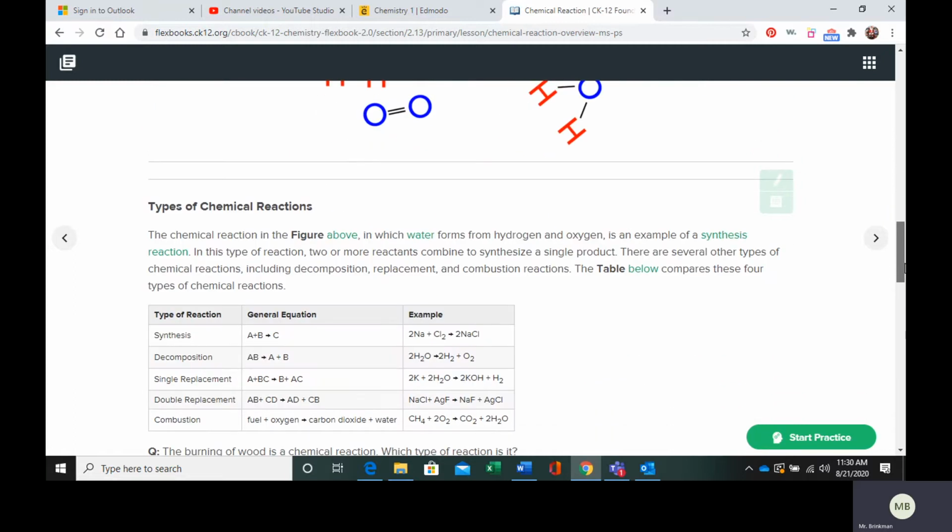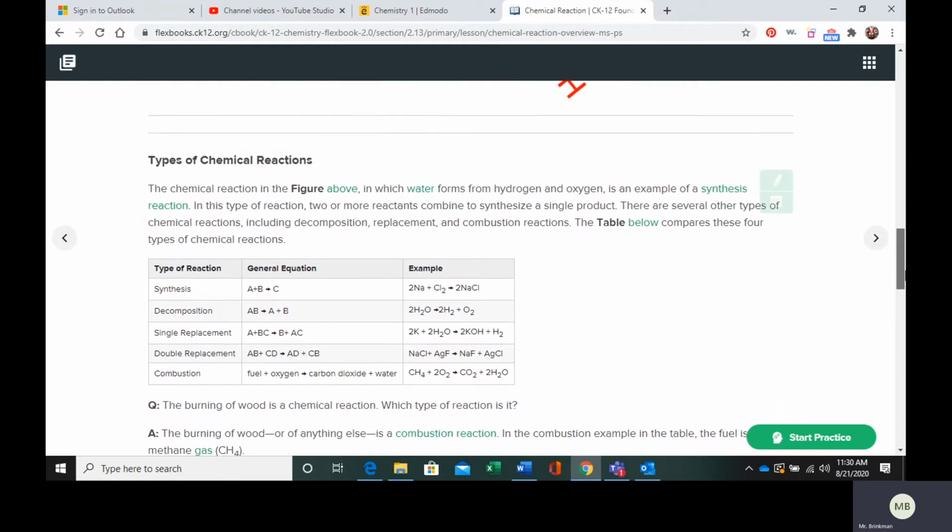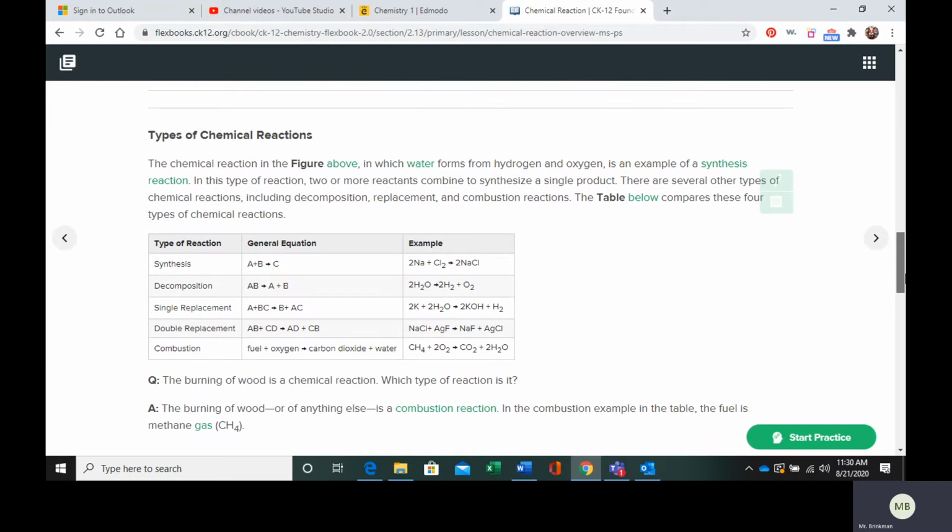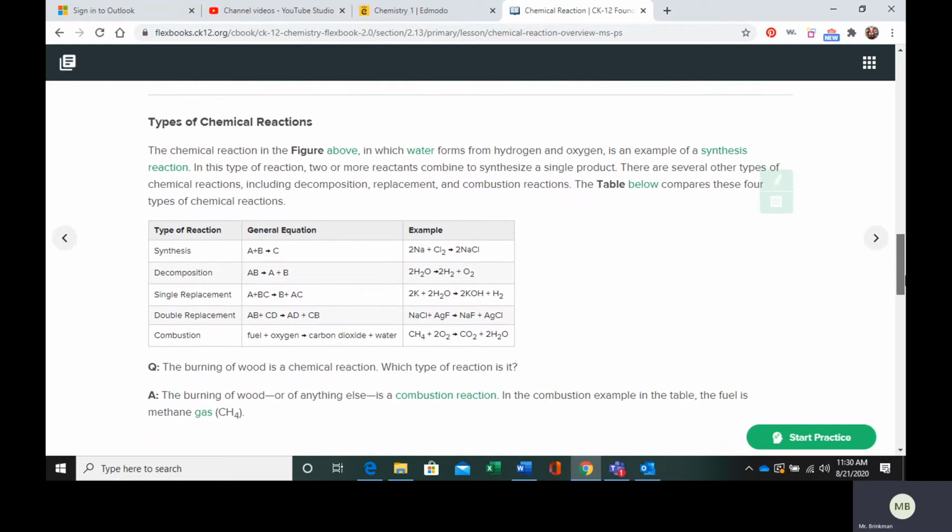There are different types of chemical reactions. We'll learn about them more in depth as we go along. But the chemical reaction above, where we're making water, is an example of a synthesis reaction. In a synthesis, two or more reactants combine to form a single product.